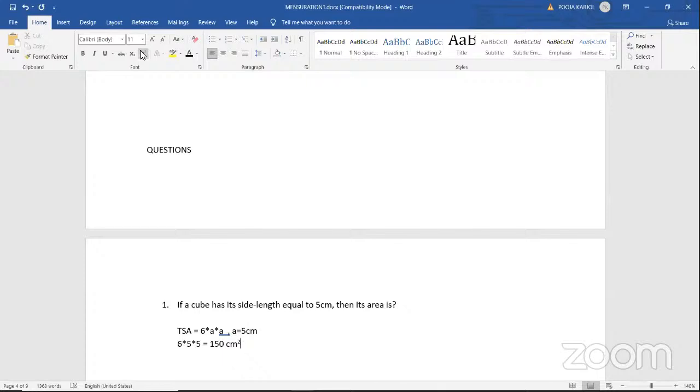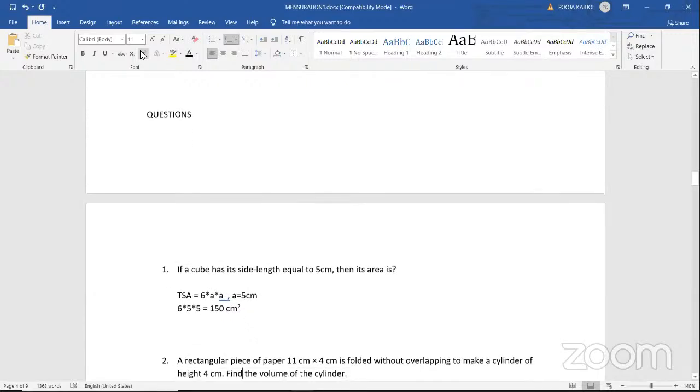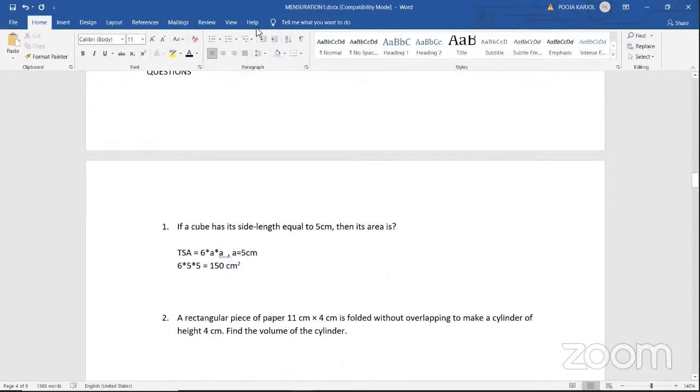Any doubt in this? No, ma'am. A rectangular piece of paper of dimension 11 centimeter by 4 centimeter is folded without overlapping to make a cylinder of height 4 centimeter. Find the volume of the cylinder. The lateral surface area of the cylinder is basically a rectangle. It is folded, then it forms a top and bottom circle. Try it.